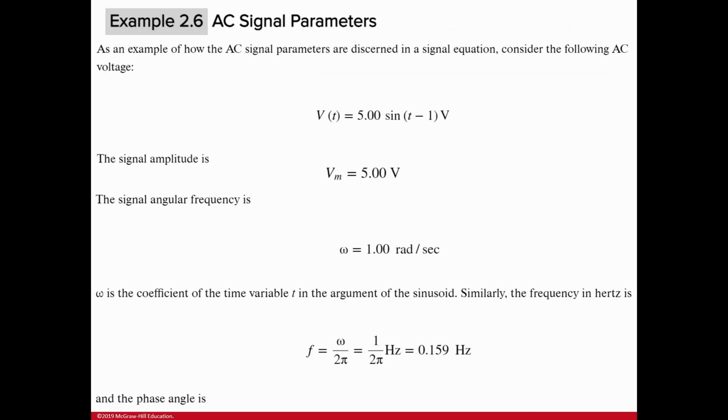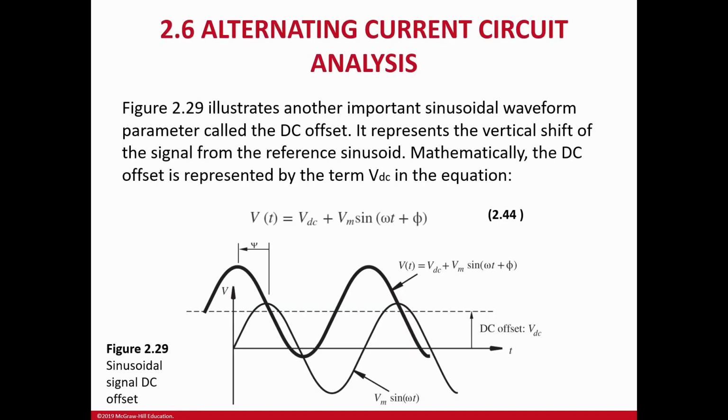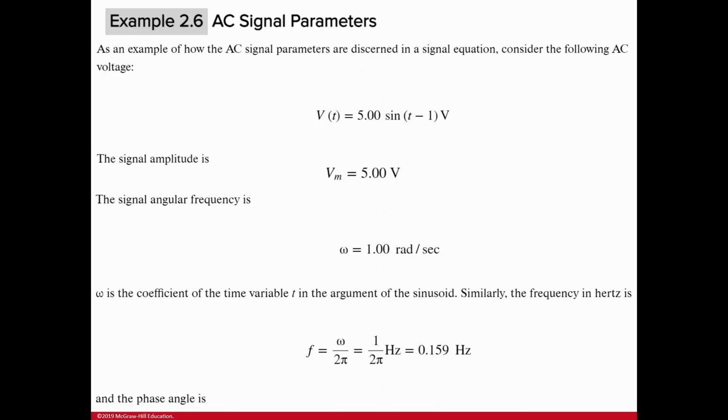So this is a basic example to calculate the frequency, using this form. If you have a sinusoidal expression as phi times sine t minus 1 volt, how do we get the frequency? First, we get the average voltage. This is the mean voltage as 5 volt.